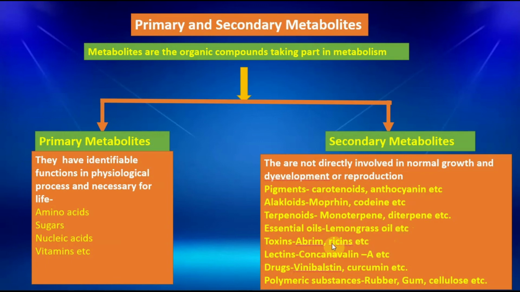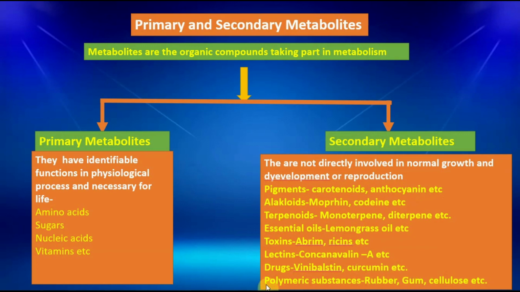Some toxins like abrin and resins are present in the plant body, but are not essentially necessary for maintaining the life of the plant. Lectins, like concanavalin A, are a very important medicine used for human benefit, but are not essentially necessary for maintaining the life of the plant. So it is a secondary metabolite. Some drugs like vinblastine and curcumin are not essentially necessary for the plant, but are present there, and we use them for curing some diseases.